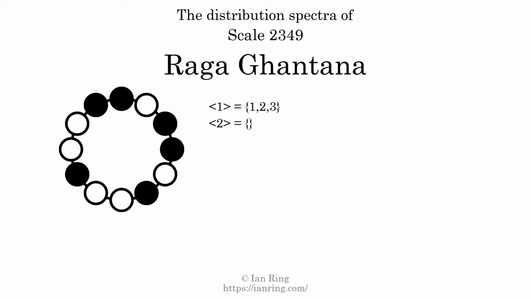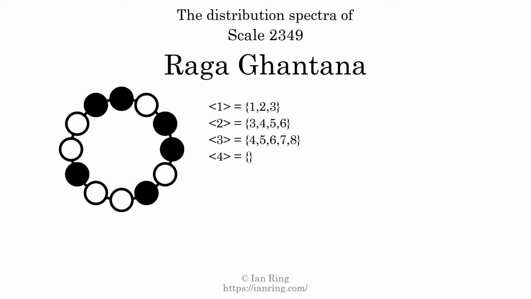The generic interval of 2 scale steps comes in 4 different specific interval sizes: 3 semitones, 4 semitones, 5 semitones, and 6 semitones. The spectrum width of this generic interval is 3. The generic interval of 3 scale steps comes in 5 different specific interval sizes: 4 semitones, 5 semitones, 6 semitones, 7 semitones, and 8 semitones. The spectrum width of this generic interval is 4.